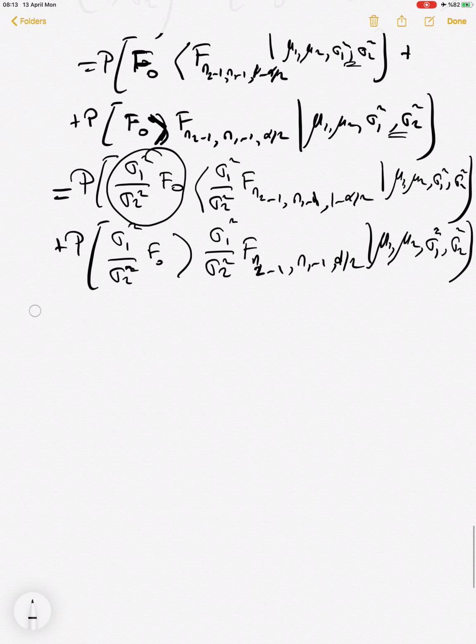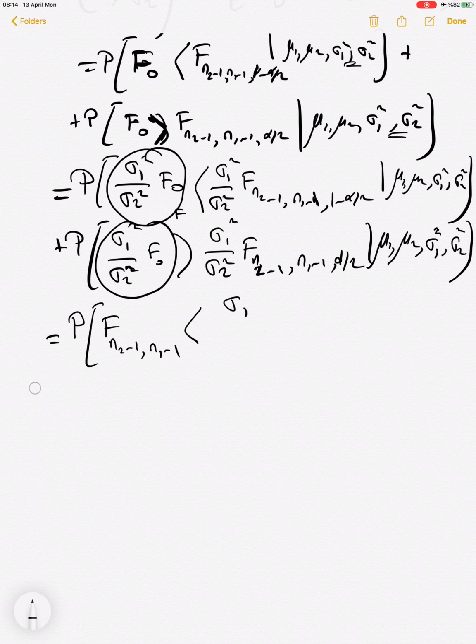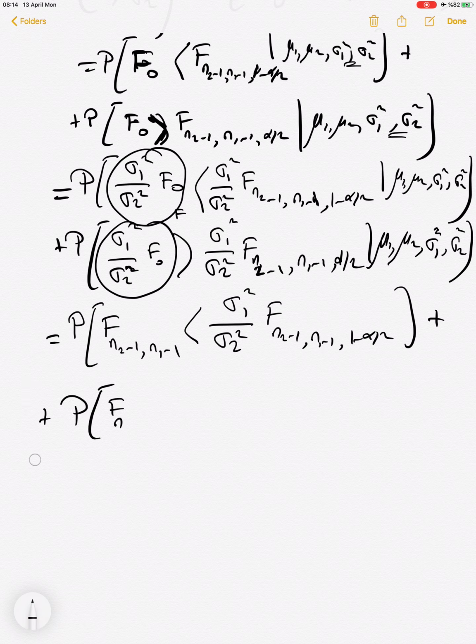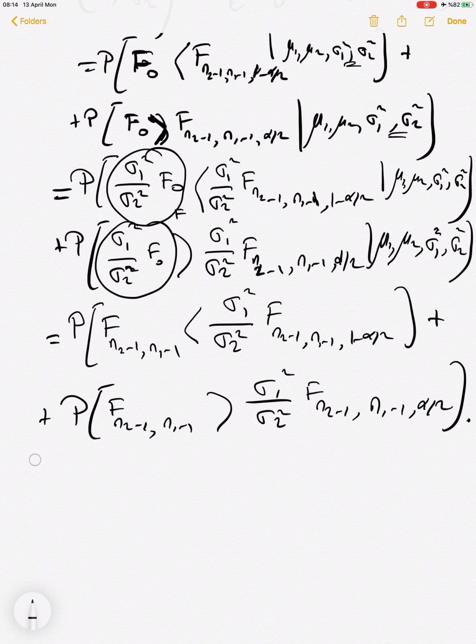Now this is distributed as F and this is distributed as F. So we have the probability that F, with these degrees of freedom again, is less than sigma 1 square over sigma 2 square times the F table value, plus F with n2 minus 1 and n1 minus 1 is greater than sigma 1 square over sigma 2 square times F with n2 minus 1 and n1 minus 1 and alpha over 2. This is the end of the power calculation.